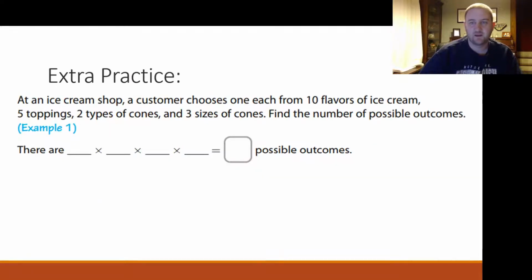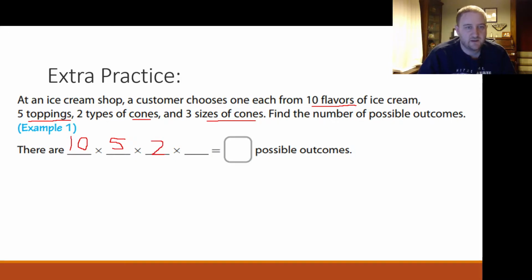Okay. Next example, at an ice cream shop, a customer chooses 1 each from 10 flavors of ice cream, 5 toppings, 2 types of cones, 3 sizes of cones. Okay. So there's 4 events here. We want to choose the flavor, 1 topping, a type of cone, and a size of cone. So there are 10 flavors times 5 possible toppings times 2 types of cones, and then times 3 sizes of cones. So we're assuming that you can only pick 1 of each, by the way.